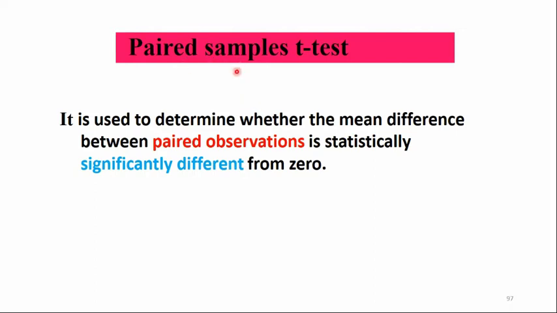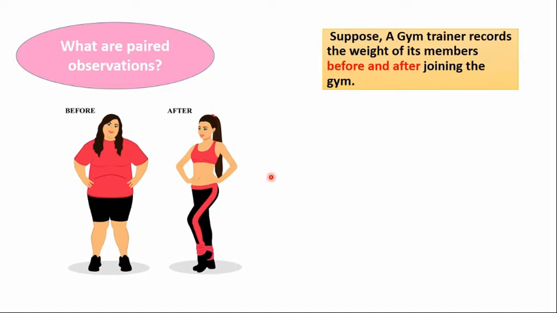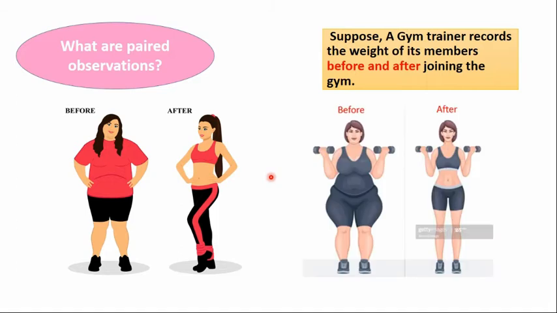Paired sample t-test is used to determine whether the mean difference between paired observations is statistically significantly different from zero. What are paired observations? Suppose a gym trainer records the weight of its members before and after joining the gym, like this. Before joining, after joining. In this case, we have the weight of the same person two times. Such observations are called paired observations.